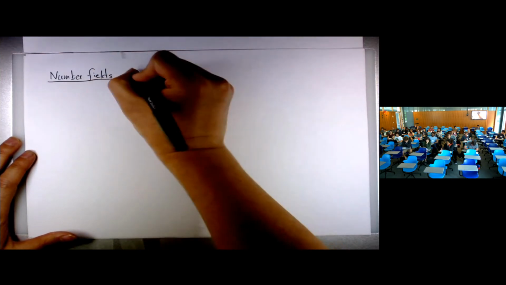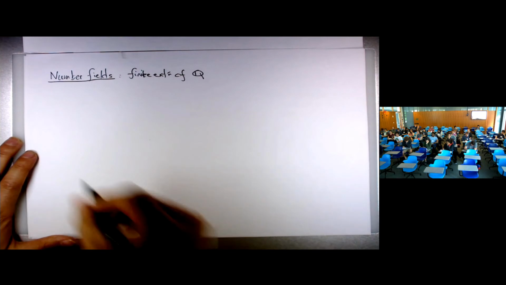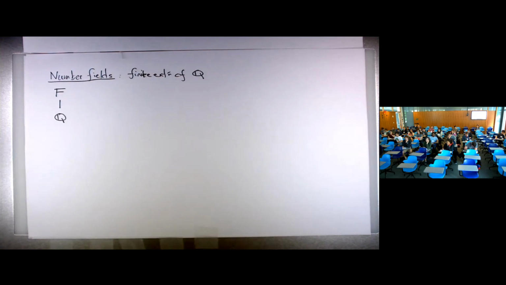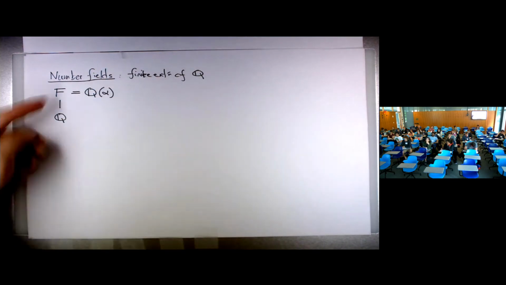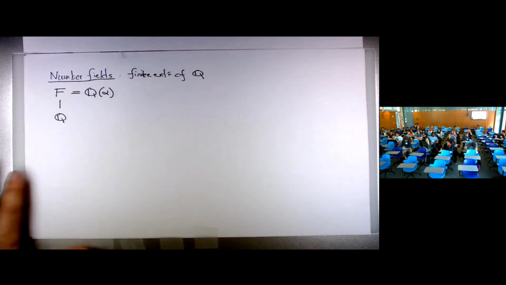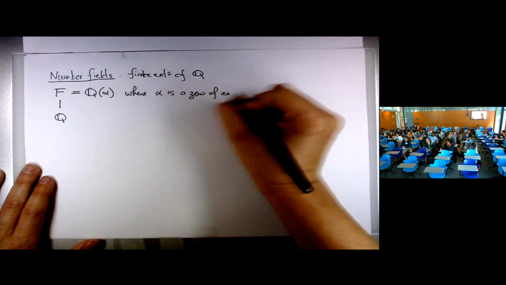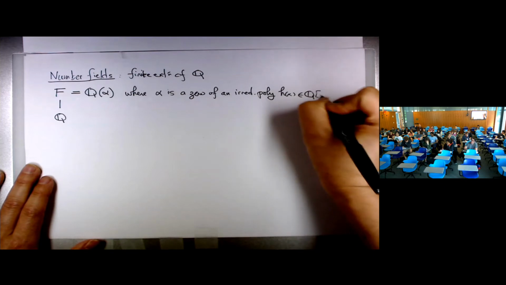So let's get down to studying number fields. This is by definition just a finite extension of Q. Usually people write this as F over Q, that's the standard way of writing this. There's a primitive element theorem that if you have a finite extension of a field of characteristic 0, it's always generated by one element. So this is Q adjoin alpha, where alpha is a zero of an irreducible polynomial, let me call it h(x) in Q[x].